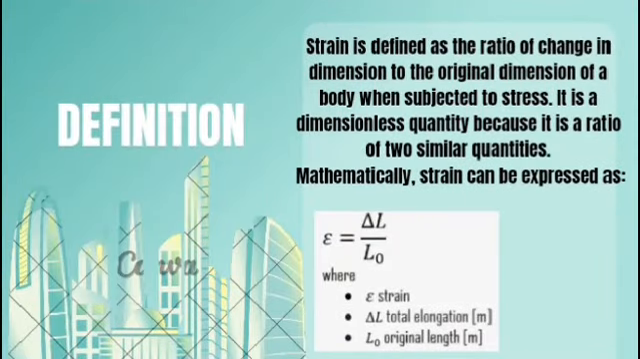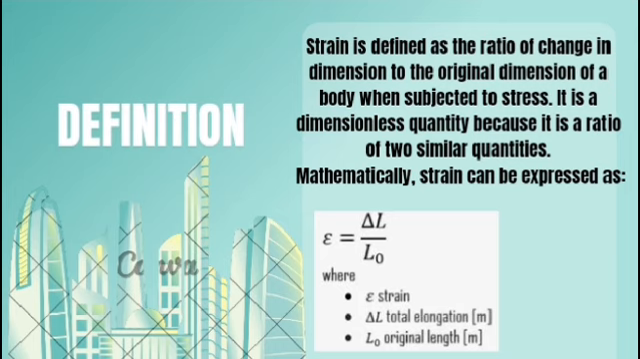Definition of strain. Strain is defined as the ratio of change in dimension to the original dimension of a body when subjected to stress. It is a dimensionless quantity because it is a ratio of two similar quantities. Strain is essentially a way to measure how much an object deforms, like stretches, squishes, or twists, when a force is applied to it. Think of strain as a percentage of change.